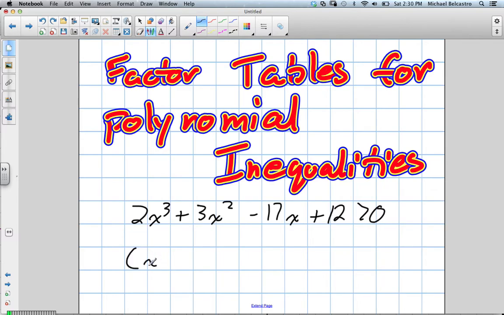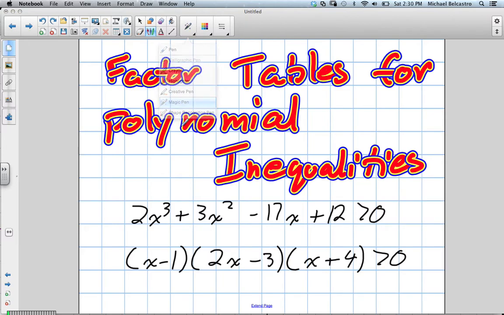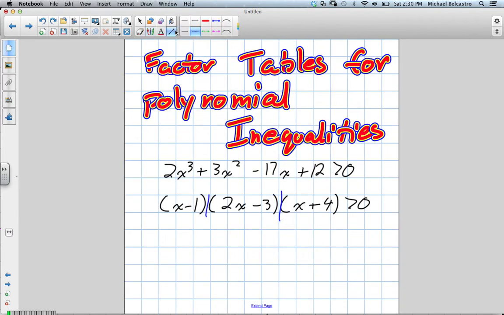When we factor it, we discovered that the factored form of it is (x minus 1)(2x minus 3)(x plus 4) is greater than 0, okay? This is important. Now, we know we can find x-intercepts, which is what we did before. Another way we can go about doing this is we know that these, again, on a number line, set up several inequalities for us. We'll draw the number line out again.